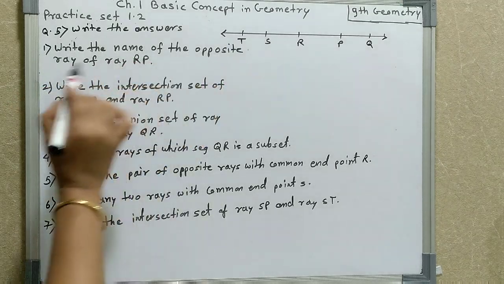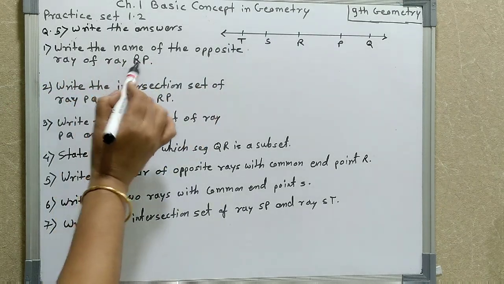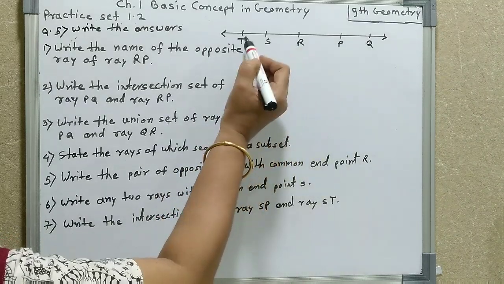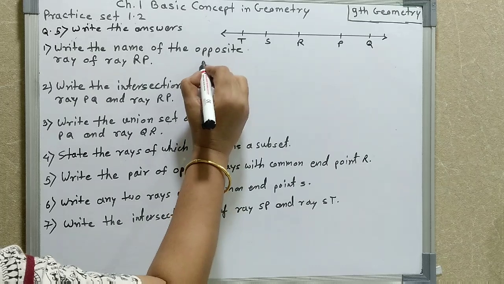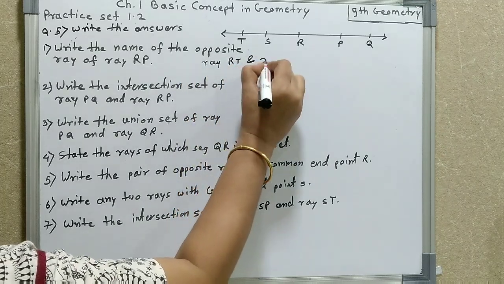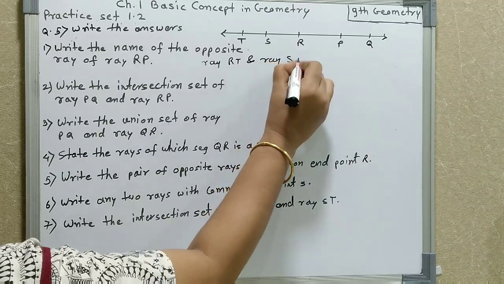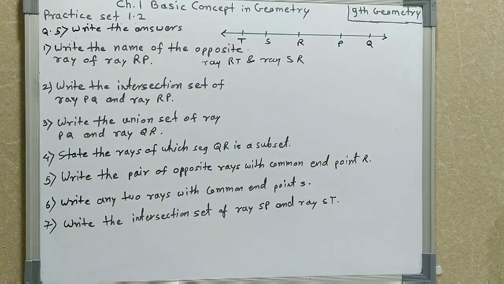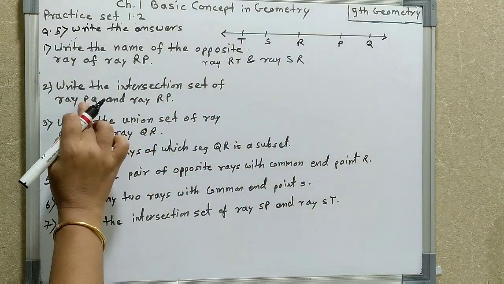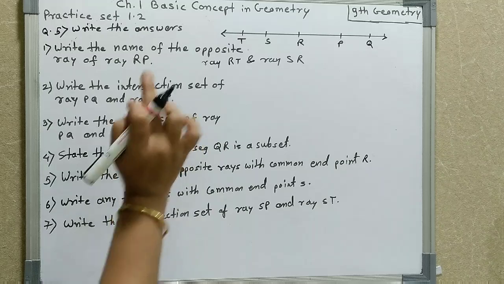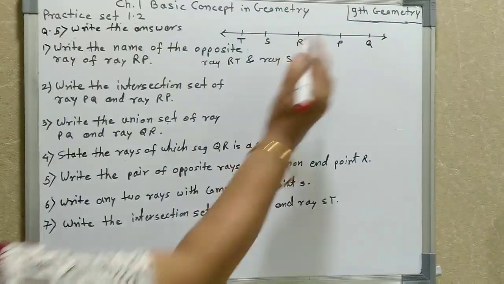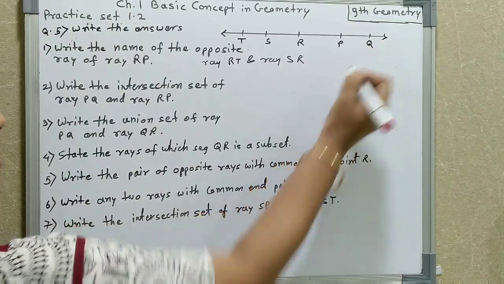Write the name of the opposite ray of ray RP. This is the ray RP. So the opposite ray is RT or SR. So what is the answer? Ray RT and ray SR. So these are the opposite rays. Now we see the second question. Write the intersection set of ray PQ and ray RP. So here the ray PQ. See here, ray PQ.